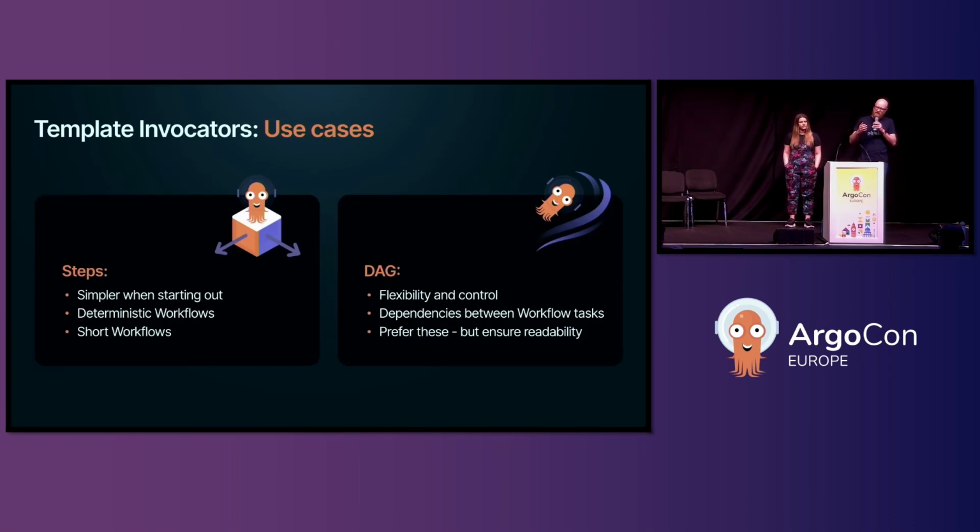So our two choices of template invocators are steps or DAG templates, but which should we use and when? In many cases, you can achieve the same thing using either, but there are some differences between the two, and there are situations where one may be better suited. Steps are simpler, they're more readable for small deterministic workflows, but you'll find them restrictive as they only really allow for sequential or parallel execution. So use steps for short deterministic pipelines.